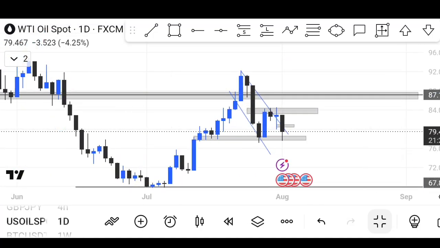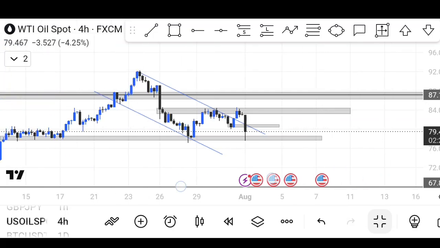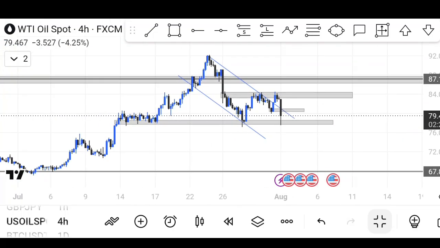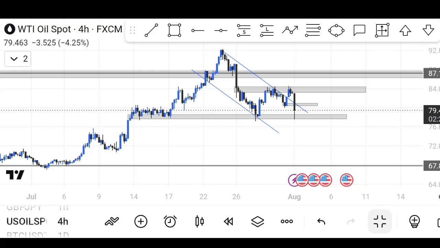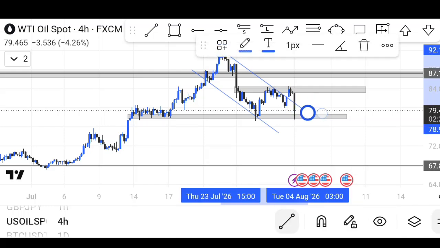The market is a little bit bearish, right? I just want to adjust these trend lines once again because they do not look correct. So I'm just going to adjust a little bit.